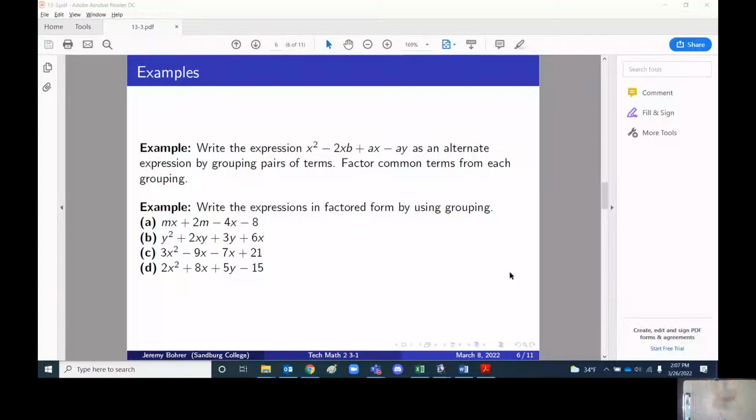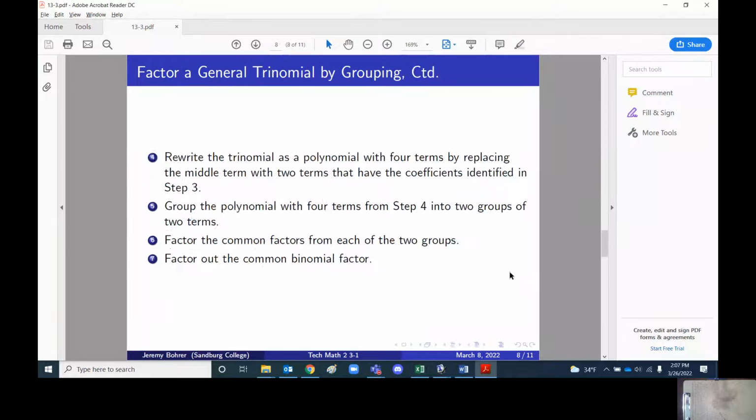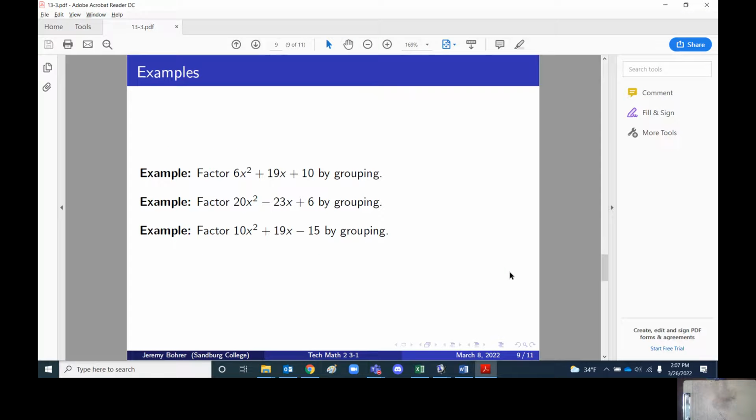Next up. Now we're going to factor these trinomials with non-1 first coefficients using grouping.